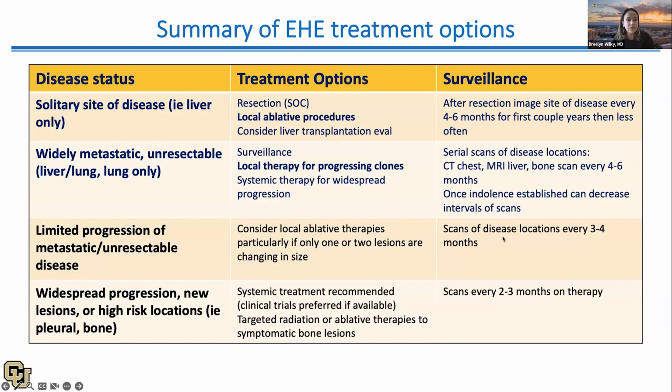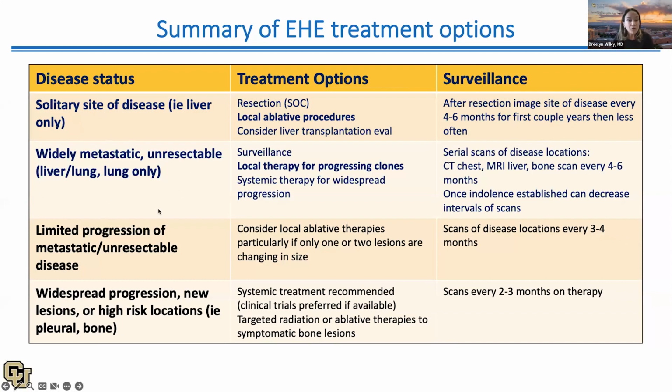So this is sort of the summary of the things I've just talked about. So if you only have one side of disease, think about trying to resect it if you can, and potentially ablation or liver transplant if it's liver only. And then we talked a little bit about surveillance scans to watch for other sites of disease.